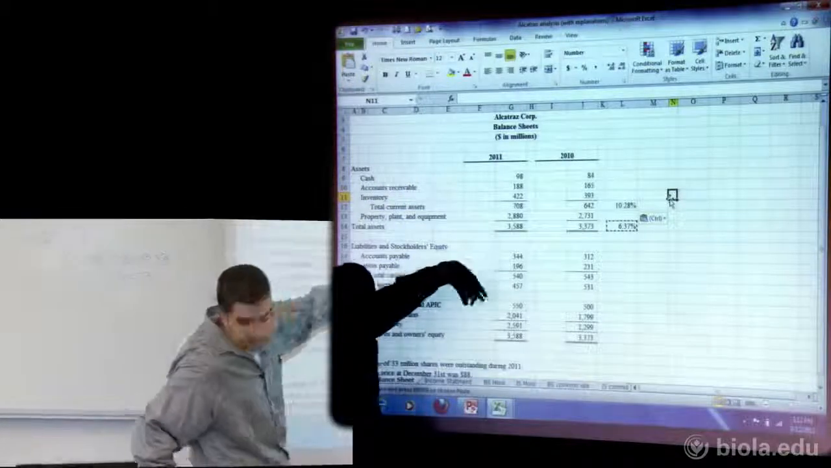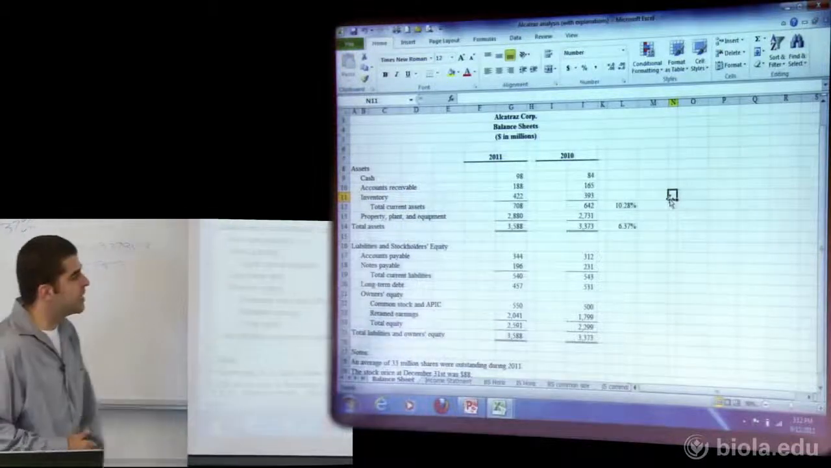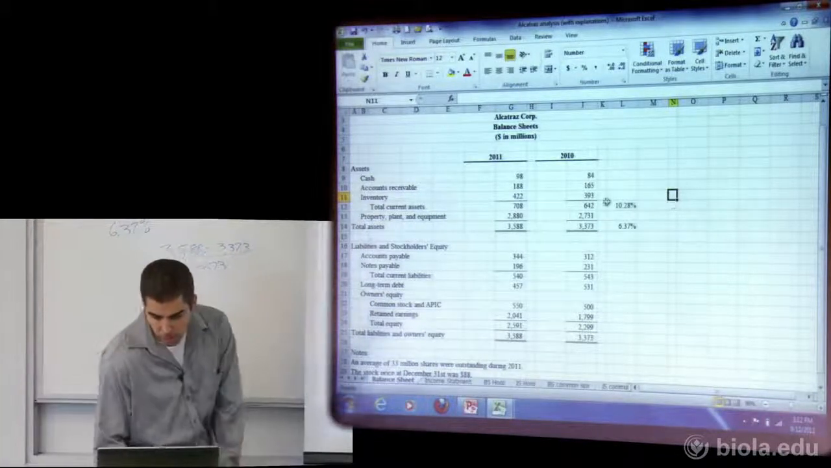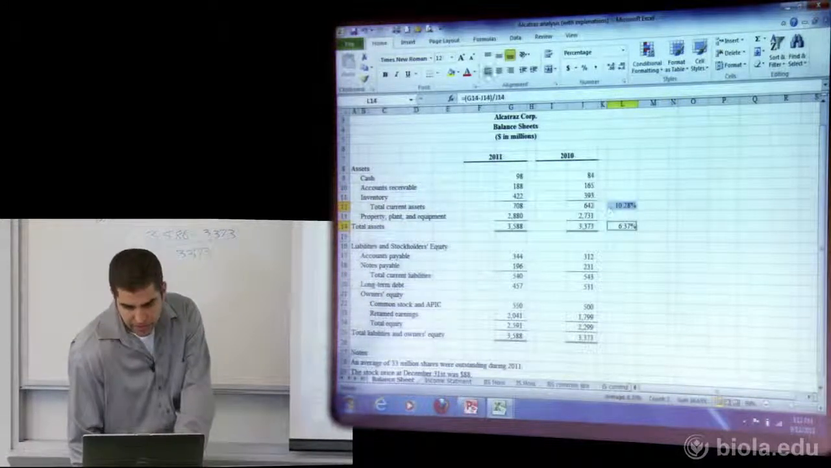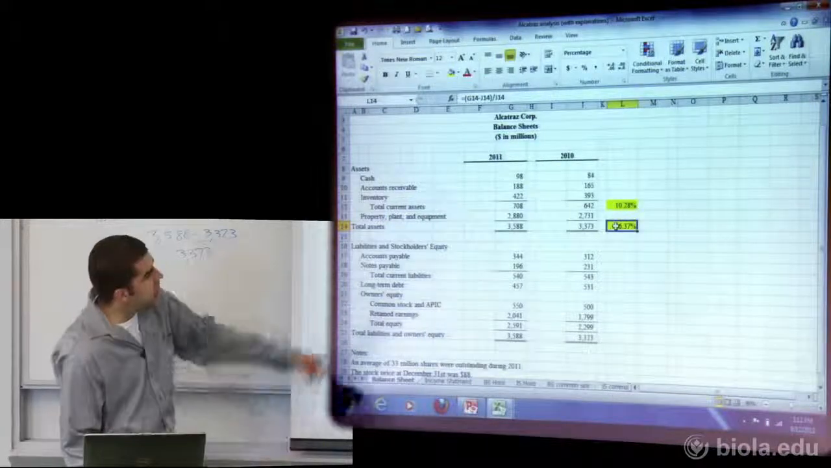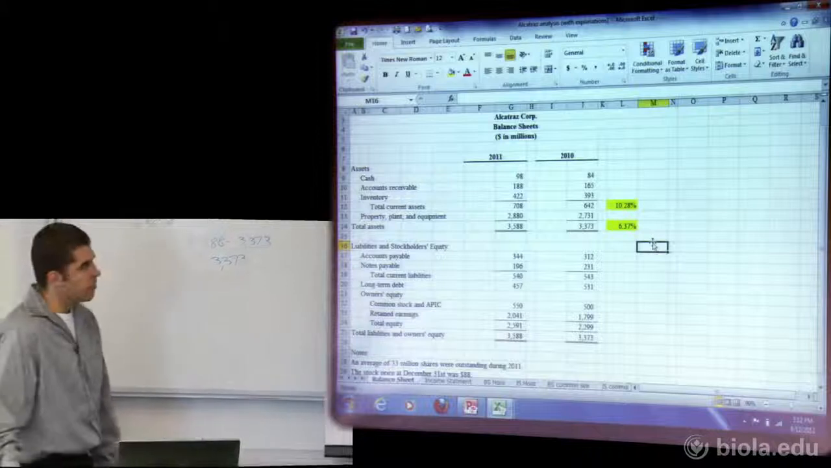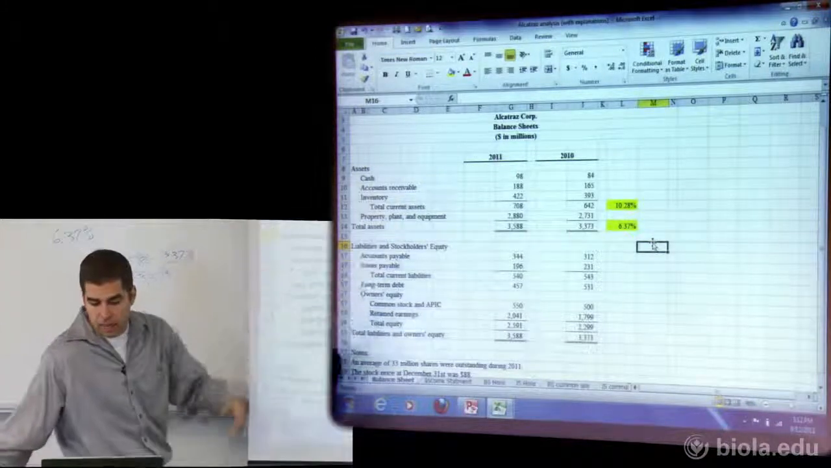So both of these are going up. We're increasing the size of our business from 2010 to 2011. But these are still both subtotals, so let's put those here in yellow. What's the biggest driver of these increases? You got 4 accounts to choose from, basically. Anything going on there?